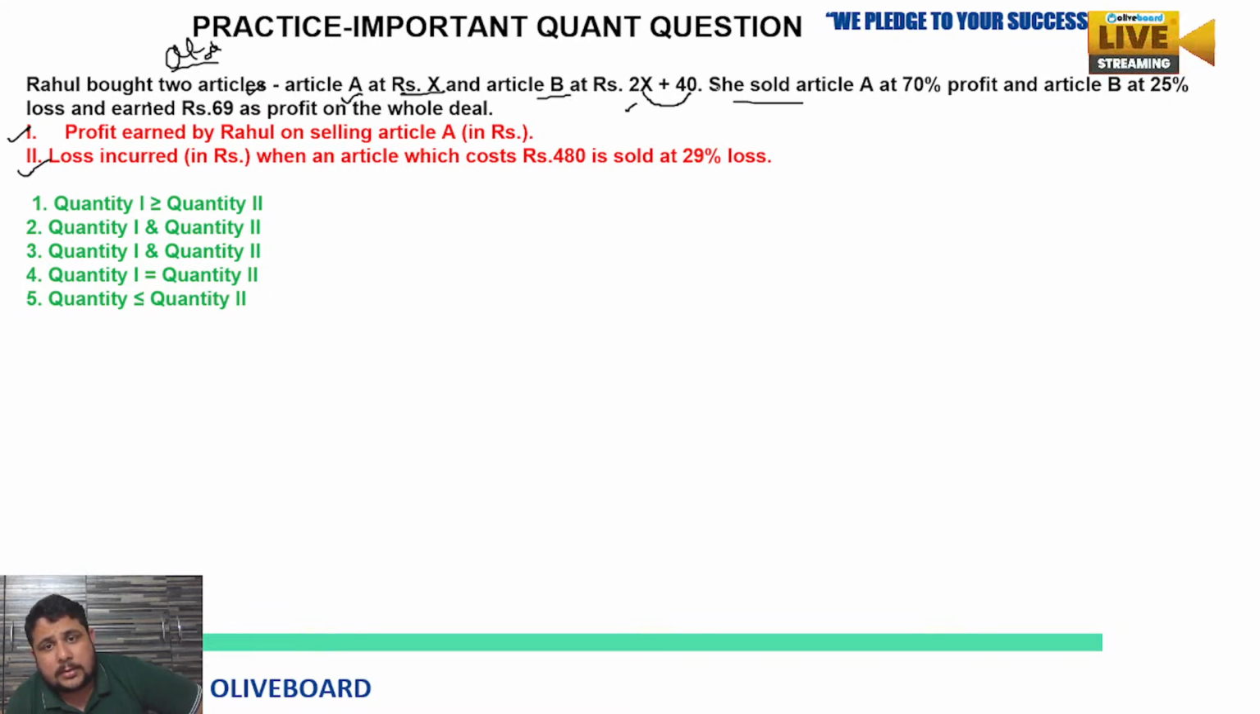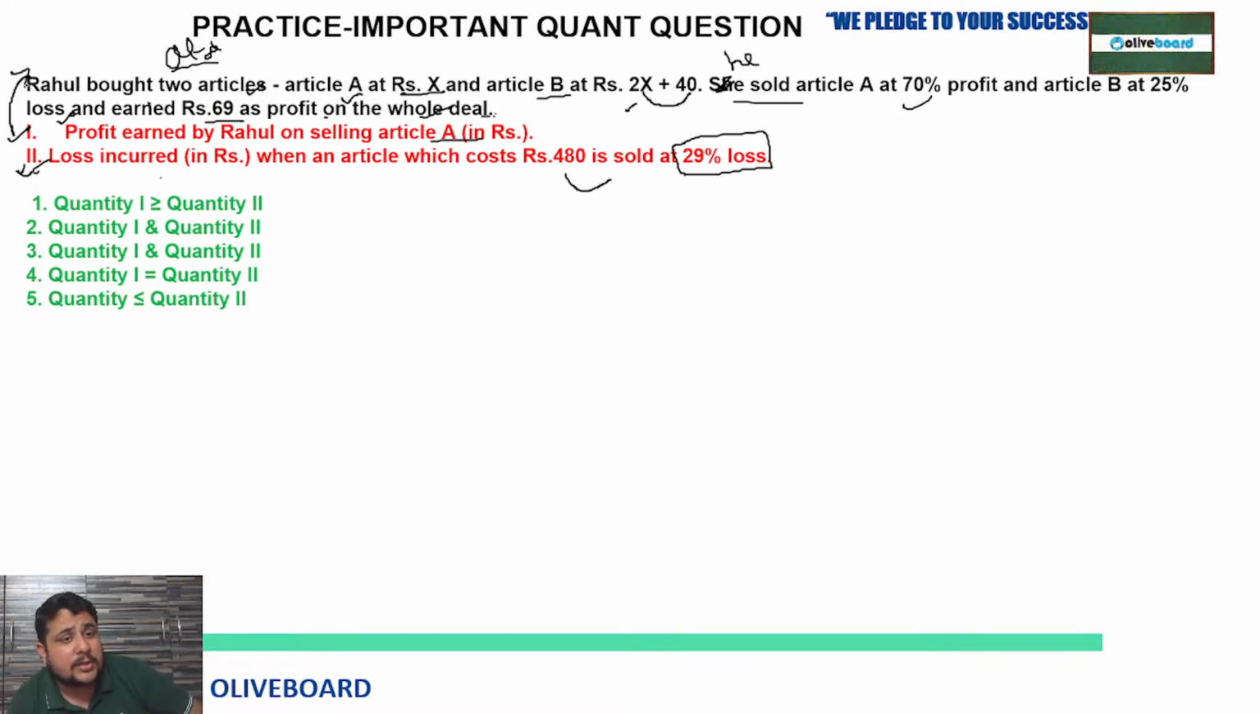He sold article A at 70% profit and article B at 25% loss, and earned rupees 69 as a profit on the whole deal. This is what is given. Now quantity 1: profit earned by Rahul on selling article A. Second, loss occurred in rupees when an article which costs rupees 480 is sold at 29% loss. So this is a different one. This is not related to this question. Second quantity is separate. You can solve this one.